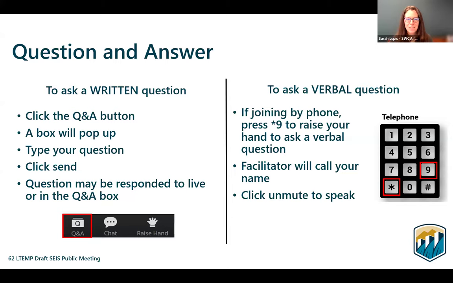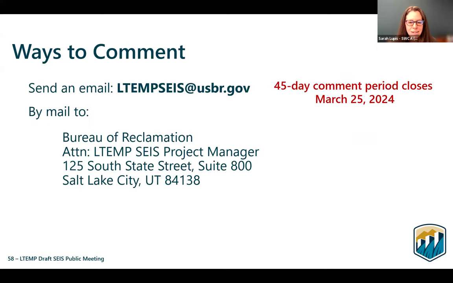And while we're waiting to see if any more questions come in, I will go ahead and just share again the ways to comment on the draft SEIS. You can comment by sending an email to LTEMPSEIS@usbr.gov. You can also comment through the regular mail by mailing your comment to Bureau of Reclamation, Attention LTEMP SEIS Project Manager, 125 South State Street, Suite 800, Salt Lake City, Utah, 84138. The comment period closes on March 25th, 2024.